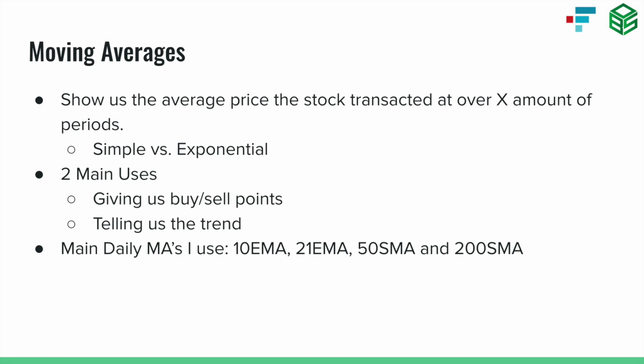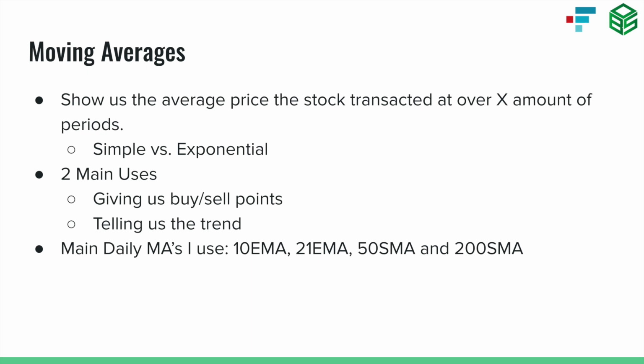Now, the exponential moving average is weighted more towards the front, so recent prices will affect the average value more than distant ones. There are use cases for both of these types of moving averages, but essentially it comes down to personal preference. So why do we use moving averages? Well, there's two main uses. The first is to provide buy and sell points.